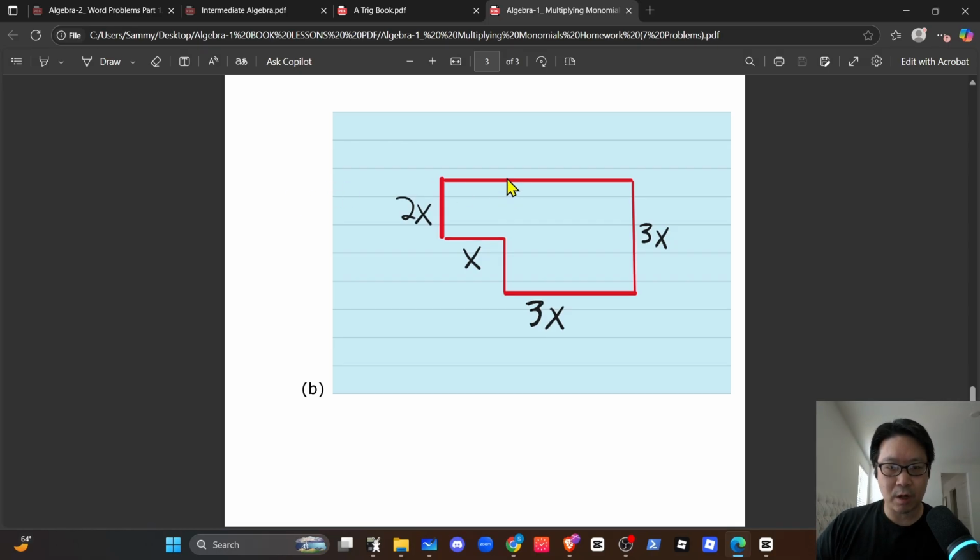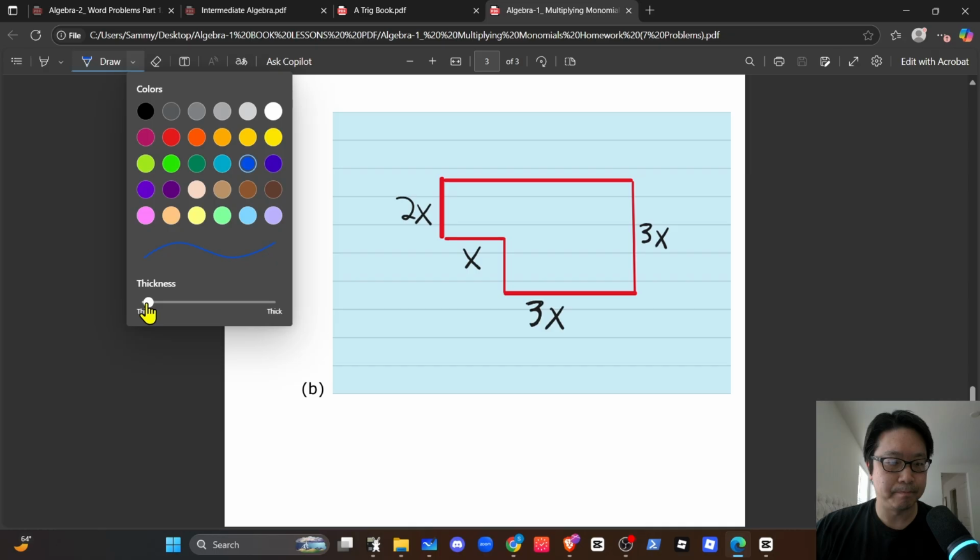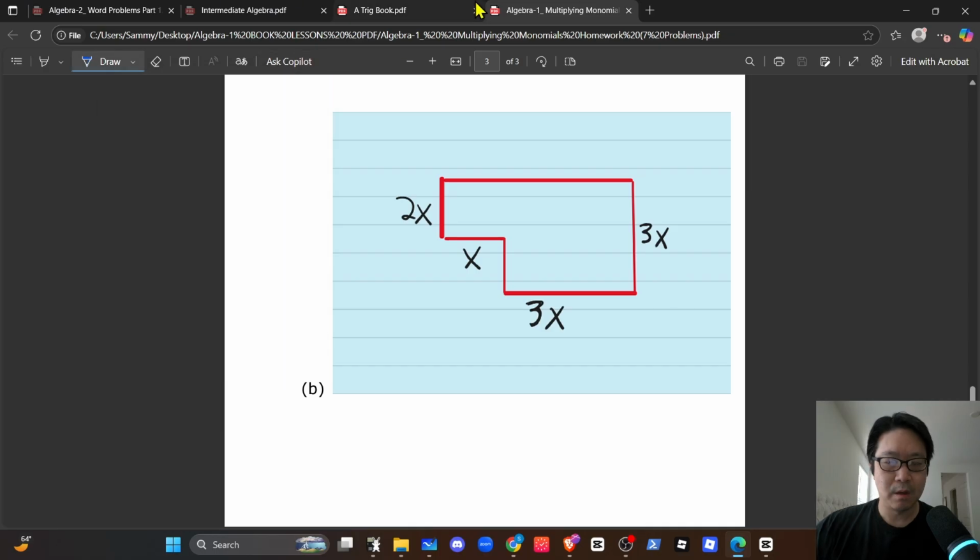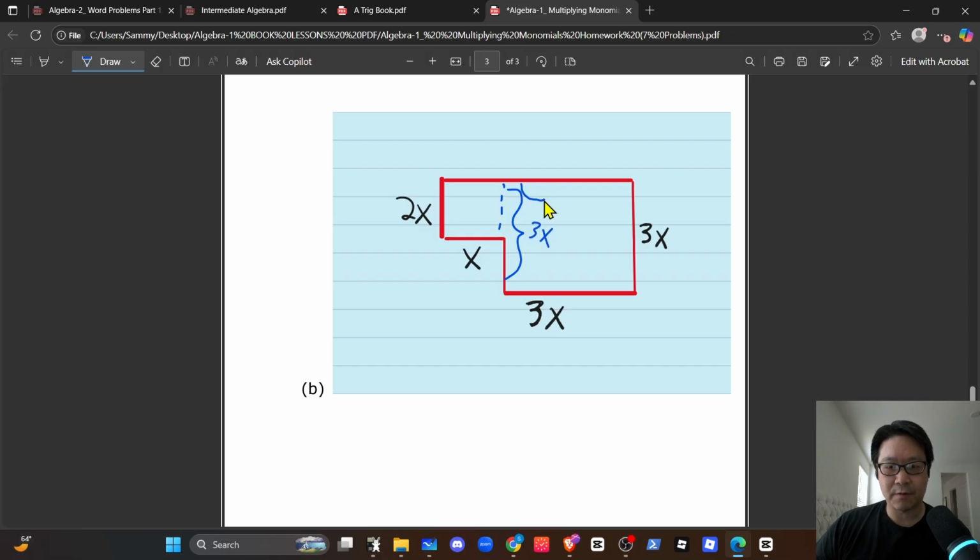So if you were to draw a dashed line right here, what you'll find is that this side will be 3x, and this side across from this is also 3x. So essentially what we have is a square where each side, okay, is 3x. And since the sides are different, 2x and x, this is going to be our rectangle.